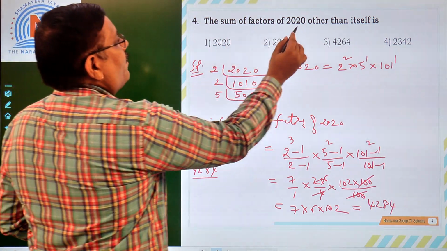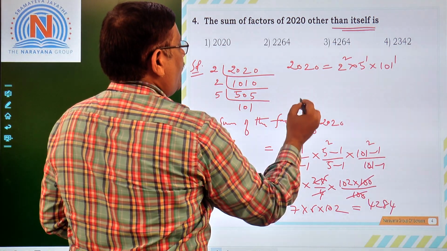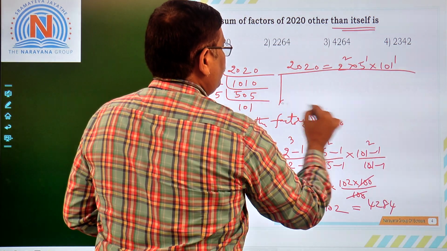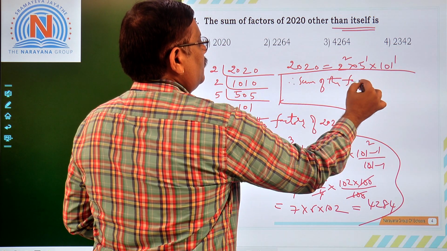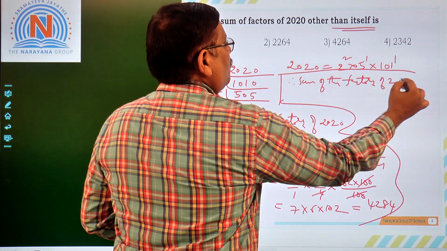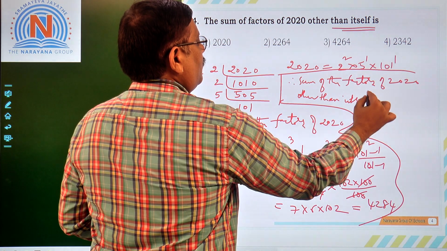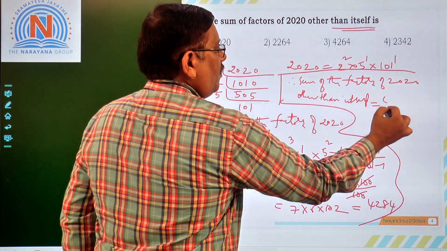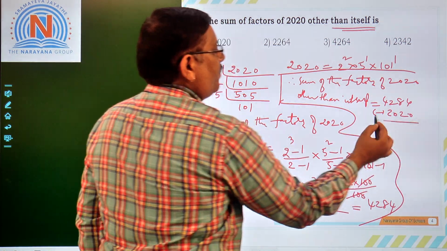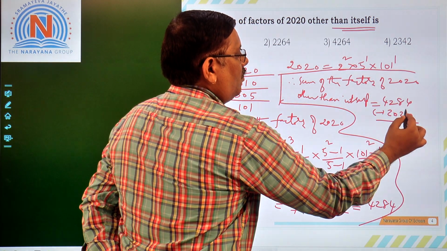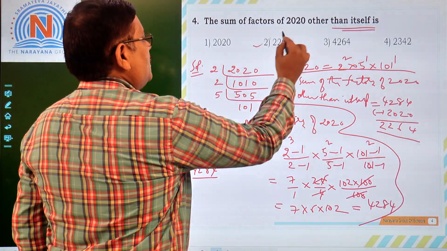But what is asked? Sum of the factors other than itself. Other than itself means what? Therefore, sum of the factors of 2020 other than itself is equal to 4284 minus that particular number 2020. If you subtract it, what do you get? 2264, that is the answer. So that is the second option.